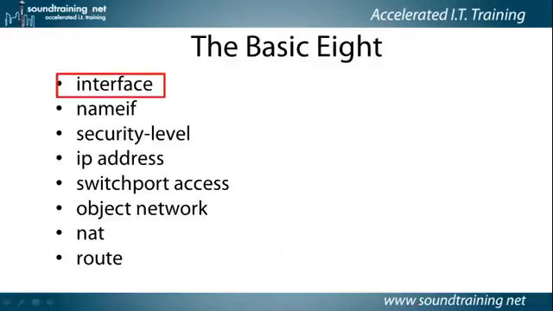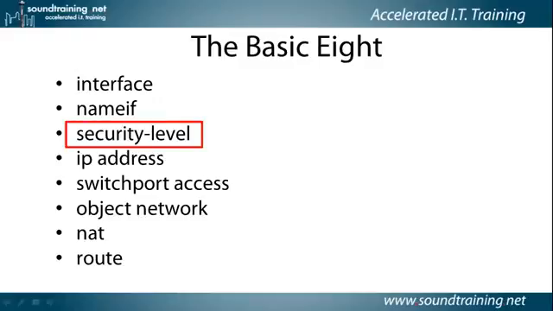Now, here are the basic 8 commands. We'll start with the interface command, which just allows us to specify the interface that we're working on. Then the nameif command, which allows us to name an interface. Maybe we want to name it inside or outside or DMZ, whatever. Security level is how we assign a security level. Now, that security level is assigned by default when we name an interface inside or outside. But suppose that we name it DMZ. Well, it doesn't assign it by default, so we might have to do that.